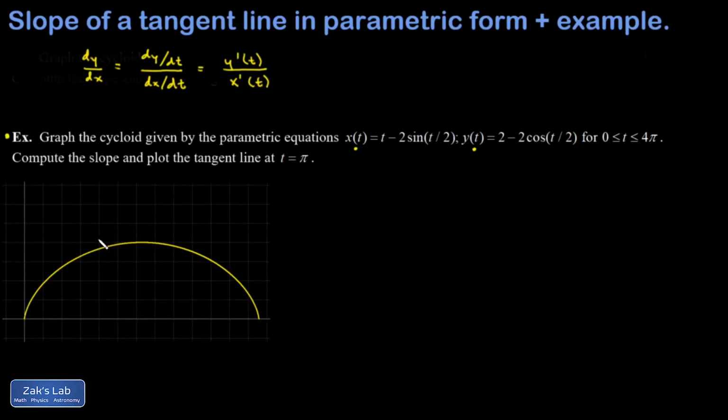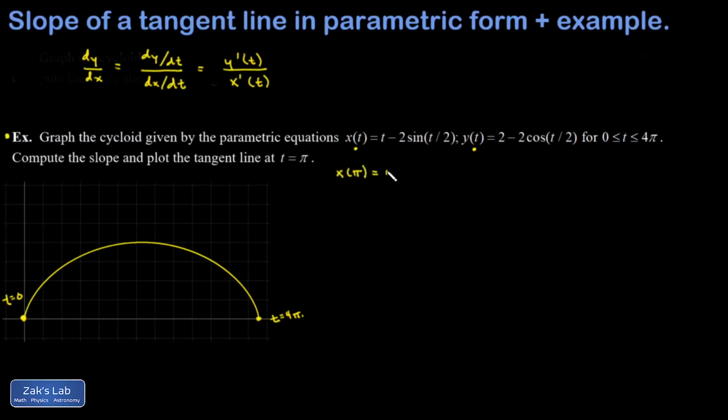And an interesting thing about this curve, it's exactly what would be traced out if you painted a spot right at the rim of a rolling wheel. The section of the cycloid that I plotted here starts at t equals 0 and ends at t equals 4 pi. And maybe we should start by finding the point on the curve corresponding to t equals pi. That's the moment of interest here.